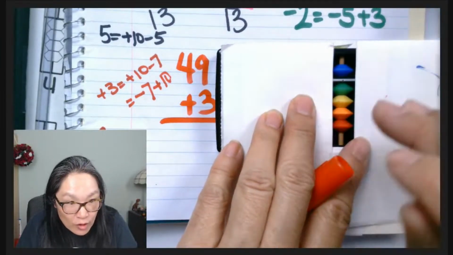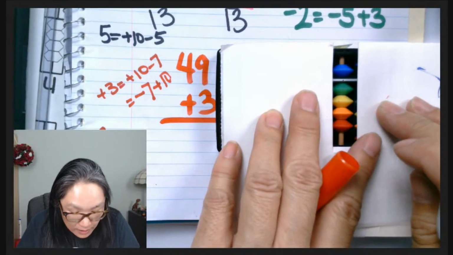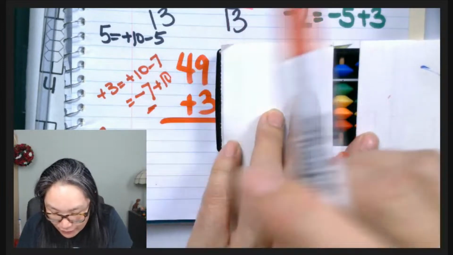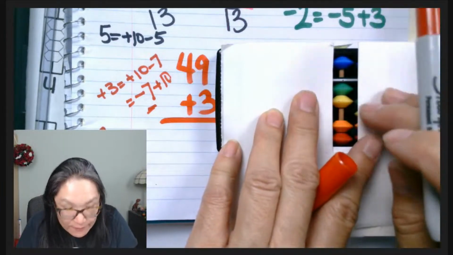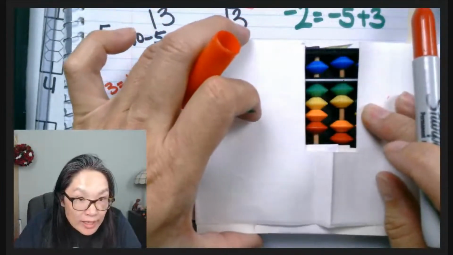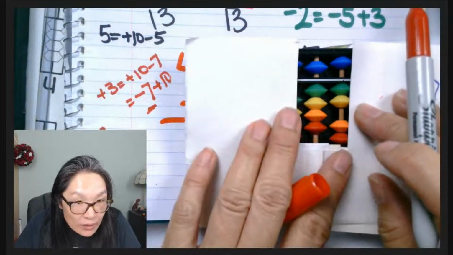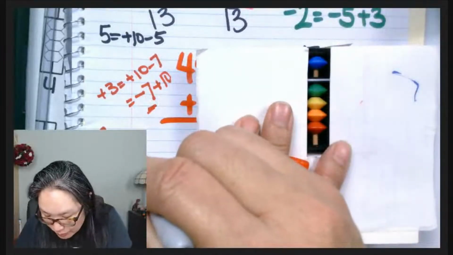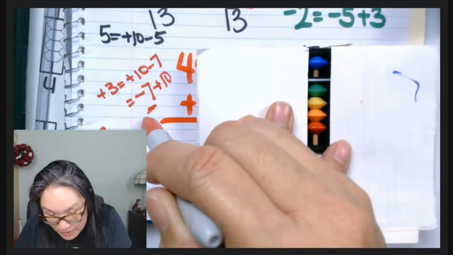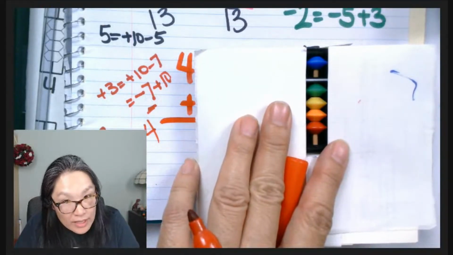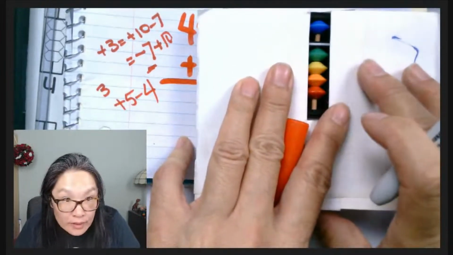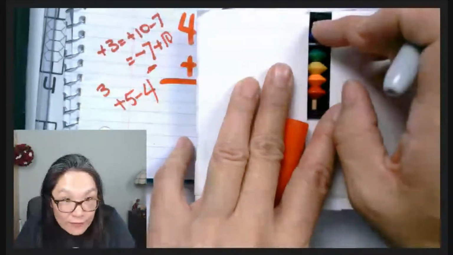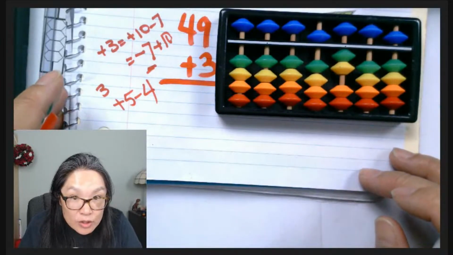So before I move forward, I'm going to minus the 7 first. So I'm going to minus the 7, and then I'm going to carry the 1. When I carry the 1, can I do it? No, I can't. I cannot carry the 1. So what am I going to do? I need to plus the 5 minus the 4. So what I'm going to do is plus the 5, and take away the 4. And my final answer is 52.